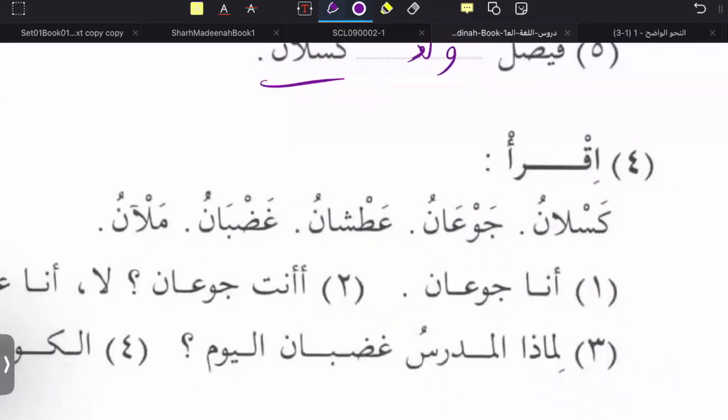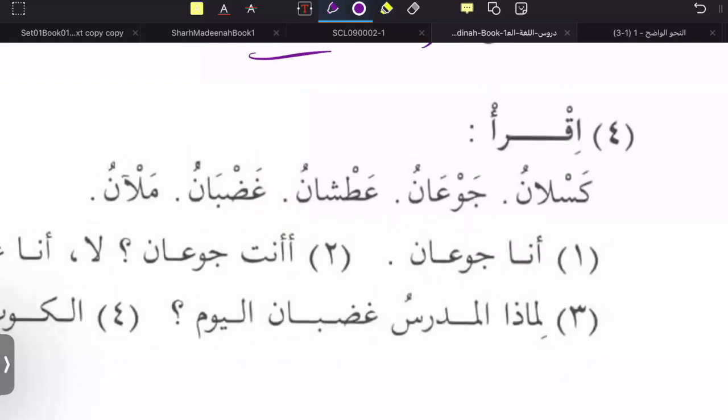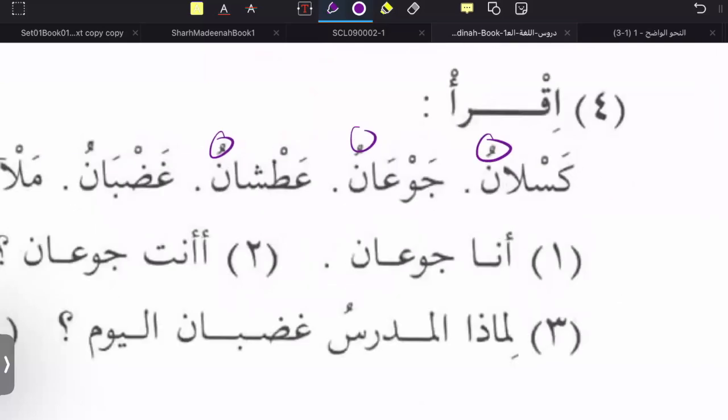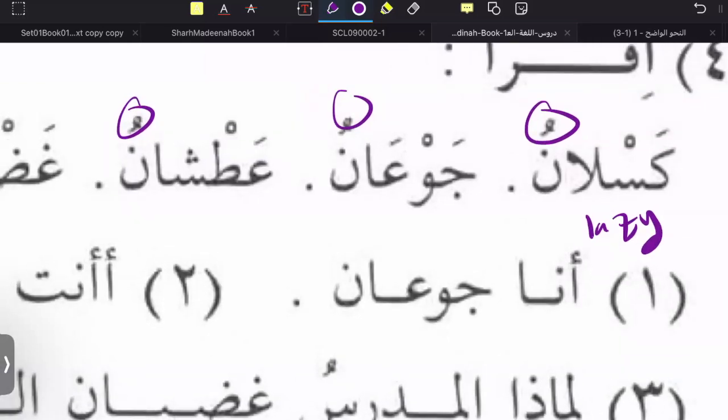Oh, speaking of this peculiar word, the author did introduce this concept, but the Sharh did not talk about this. So as you can see, we have a few words here that have a similar ending. We have kaslanu, jawanu, atshanu, ghadbanu, mal'anu. So what's going on? First of all, let's do the translation. What is kaslan? We said it is lazy. So this is an adjective. What is jawan? Anybody know what jawan means? It is hungry.